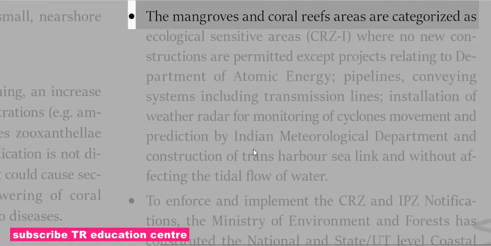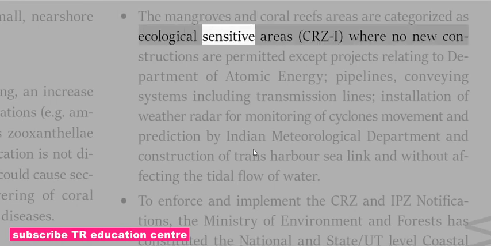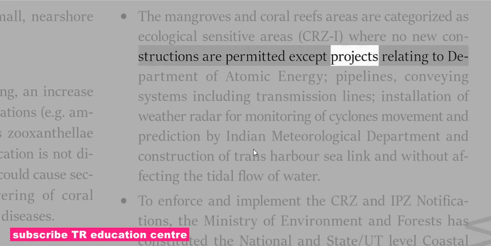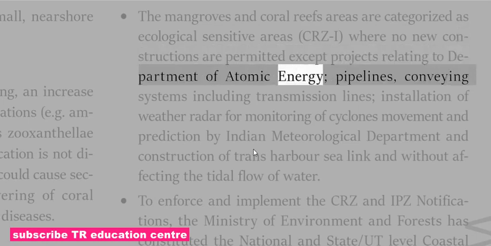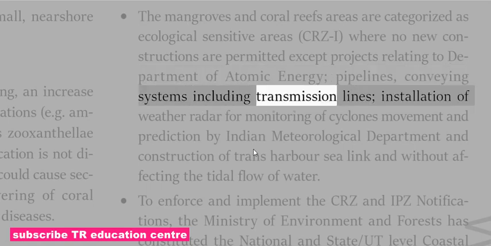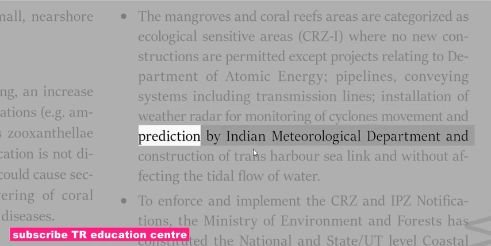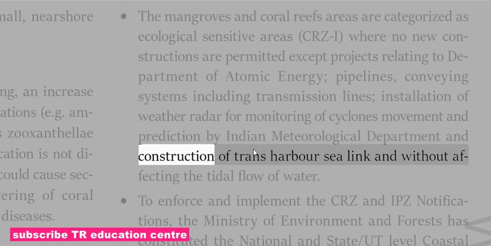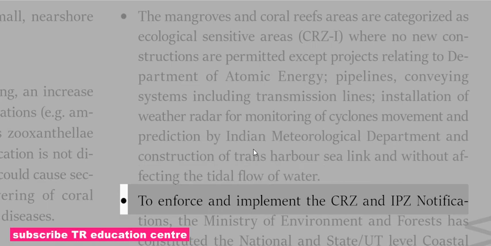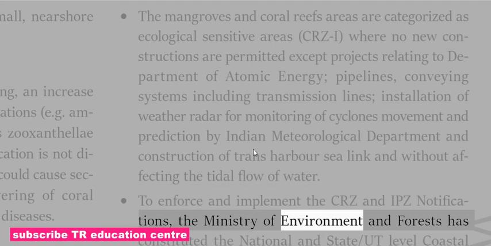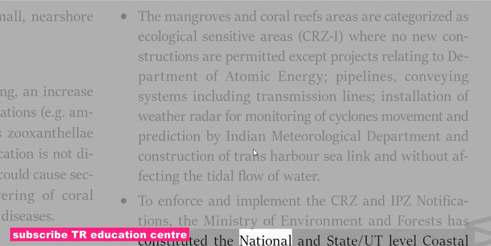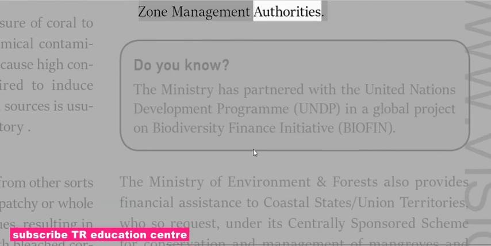The mangroves and coral reef areas are categorized as ecologically sensitive areas, CRZ-I, where no new constructions are permitted except projects relating to Department of Atomic Energy, pipelines, conveying systems including transmission lines, installation of weather radar for monitoring of cyclone movement and prediction by Indian Meteorological Department, and construction of Trans-Harbour Sea Link, and without affecting the tidal flow of water. To enforce and implement the CRZ and IPZ notifications, the Ministry of Environment and Forests has constituted the national and state UT-level coastal zone management authorities.